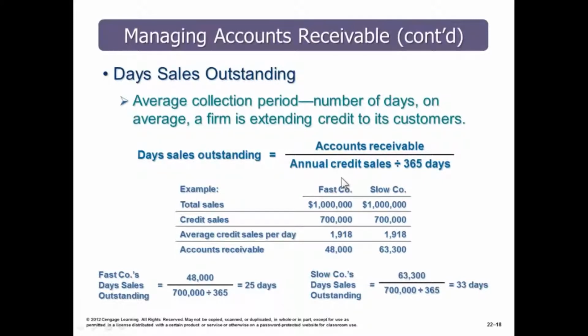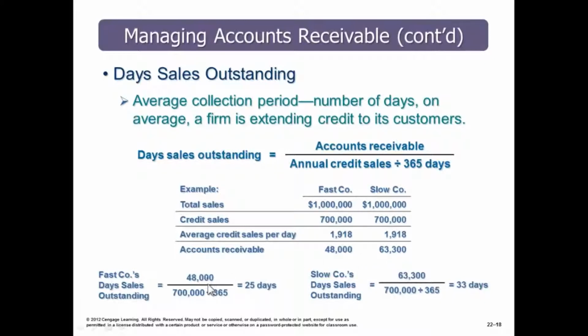So if I look at a fast company with total sales of $1 million, a slow company with total sales of $1 million, and I have 700,000 of credit sales in either case, but my average credit sales per day is 1,918 in both cases. But my accounts receivable outstanding is 48,000 on average for the fast company and 63,300 on average for the slow company. Well, how do we calculate that?